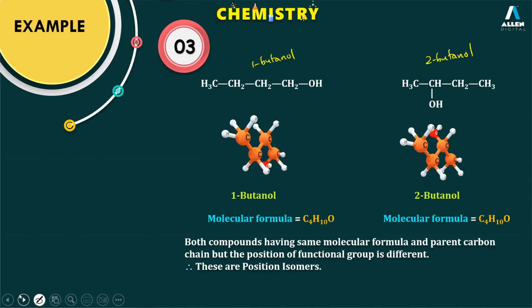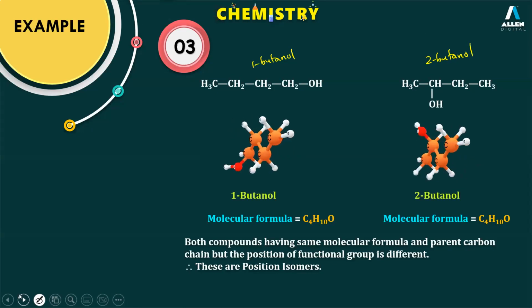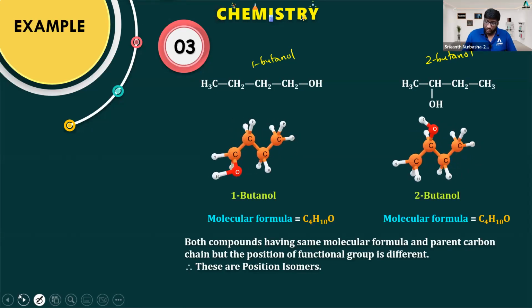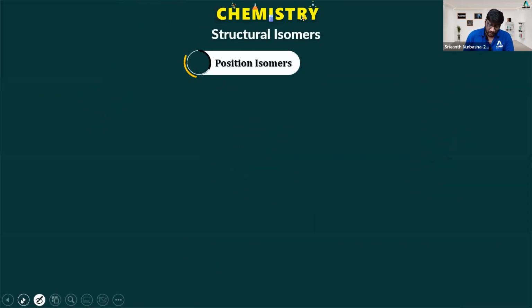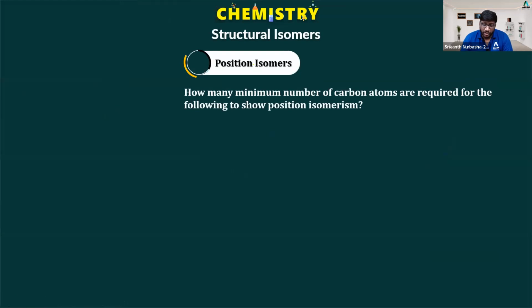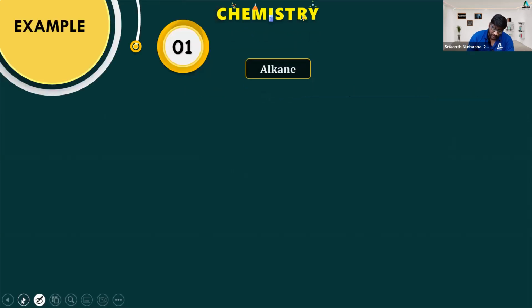Positional isomers. Both compounds have the same molecular formula and parent carbon chain, but the position of the functional group has been differed. So again the same question: how many minimum number of carbon atoms are required for the following to show positional isomerism? So we'll look at different examples.